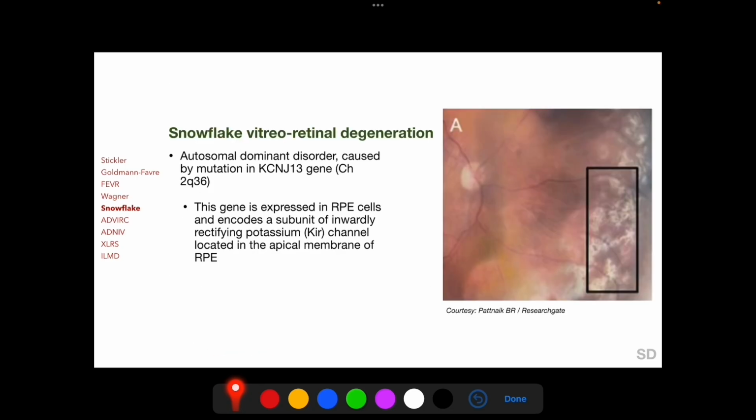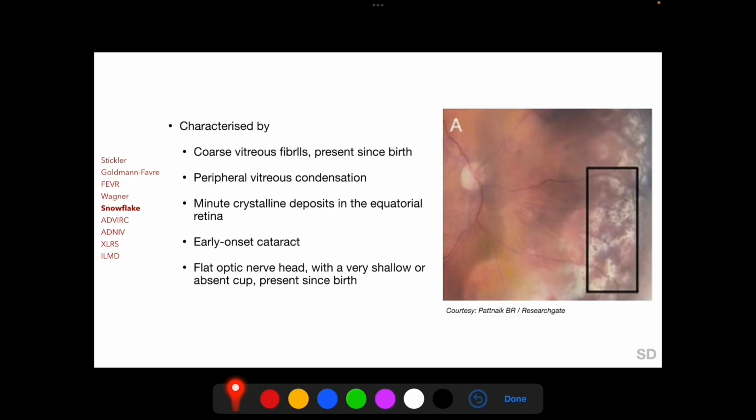Snowflake vitreoretinal degeneration is an autosomal dominant disorder caused by mutation in the KCNJ13 gene, which encodes a subunit of inwardly rectifying potassium channel located in the apical membrane of RPE cells. Patients with snowflake vitreoretinal degeneration may show coarse vitreous fibrils and peripheral vitreous condensation, and typically show minute crystalline deposits appearing as snowflakes in the equatorial retina as seen here in this clinical photograph, and also a flat optic nerve head with a very shallow or absent cup.